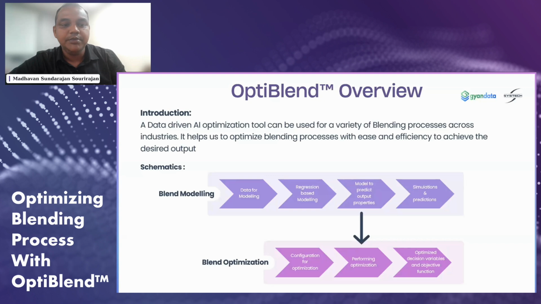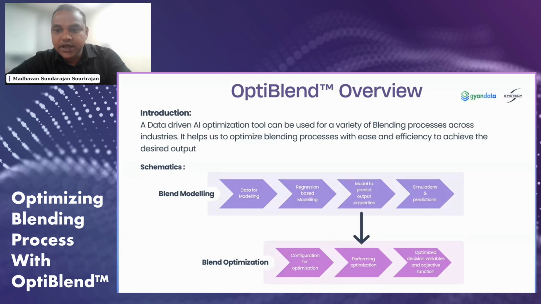So how does this OptiBlend product work? The schematics of our product has two parts to it. The first one is the database modeling part, and the next one is the optimization part. Coming to the modeling part, the process begins with gathering of historical blending data, which is inclusive of different raw material proportions, different raw material properties, and the corresponding output product characteristics that were achieved in our historical blending scenarios.